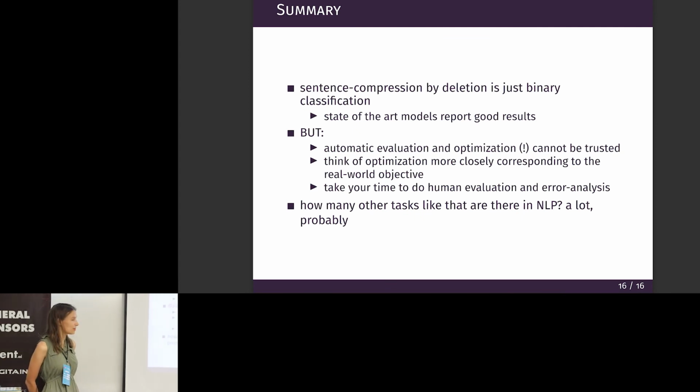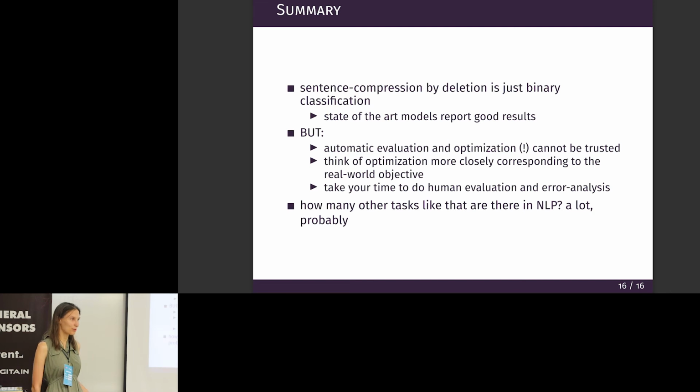Sentence compression by deletion is just binary classification, so that's simple. And if you look in papers, state-of-the-art models, especially for English, show very good results. However, there are problems. Firstly, automatic evaluation and, what is worse, optimization cannot be trusted in this task. So while it's binary classification, it's a tricky binary classification which should be solved with some special approaches.